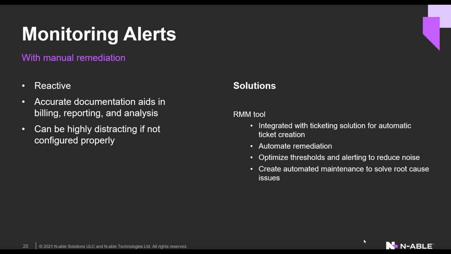Right? Good rule of thumb. 15 to 20% of the devices inside your RMM should have a failing check at any given point in time. So if we're managing 1,000 devices, 150 to 200 should be failing checks. Of those 150 to 200, 60 to 75% of those failed checks should have automated remediation attached to them.